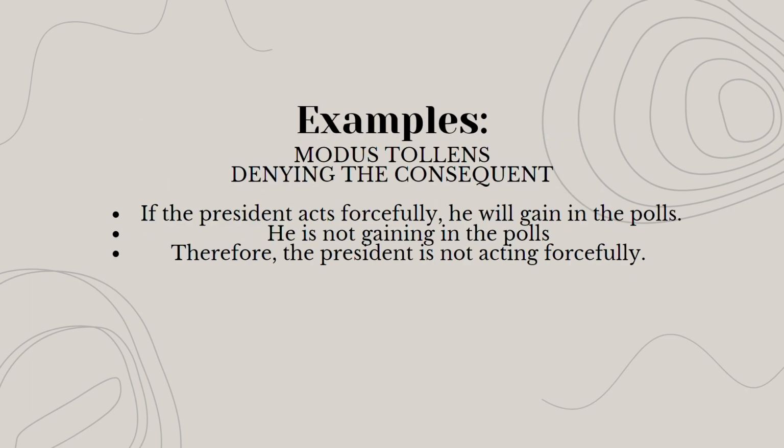Examples: modus tollens, denying the consequent. If the president acts forcefully, he will gain in the polls. He is not gaining in the polls. Therefore, the president is not acting forcefully.